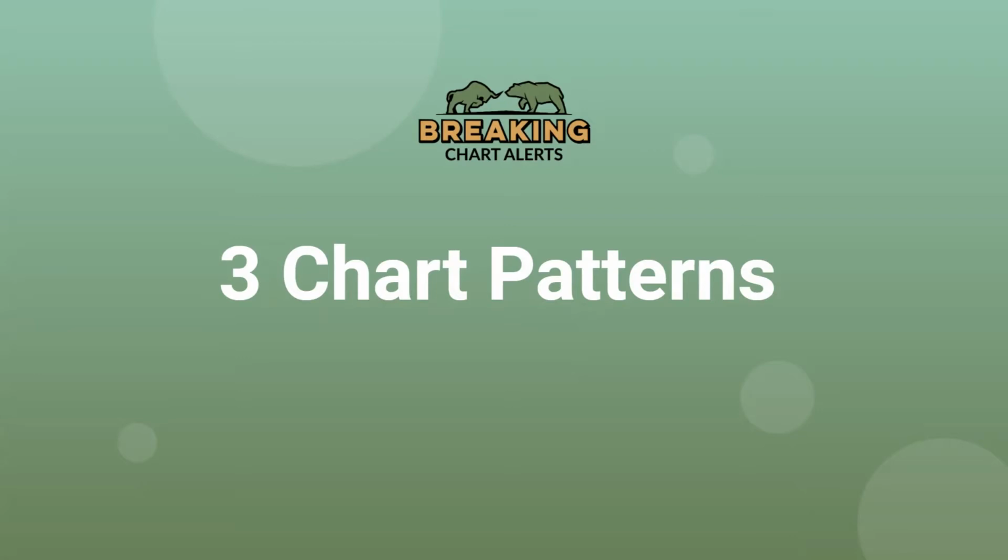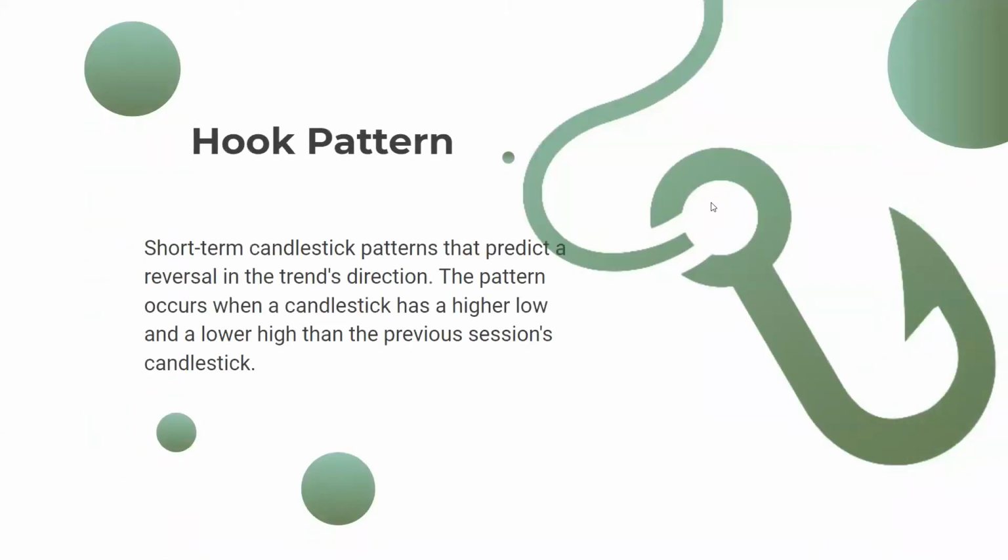Tonight's class, we're going to be going over 3 chart patterns that we trade at Breaking Chart Alerts. The first one I wanted to talk about, we actually went over an example like this last week. A hook pattern is a short-term candlestick pattern that predicts a reversal in the trend's direction. I'm going to show you exactly what we're going to be looking for with the hook pattern. The pattern occurs when a candlestick has a higher low and a lower high than the previous session's candlestick.